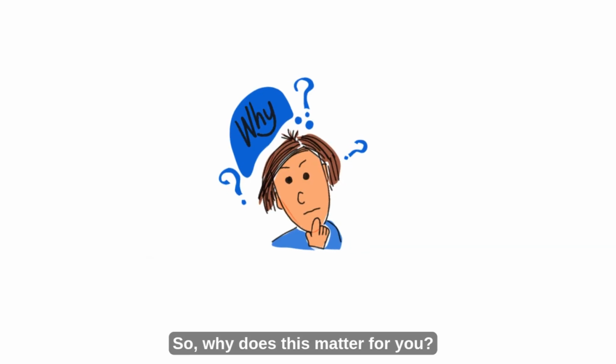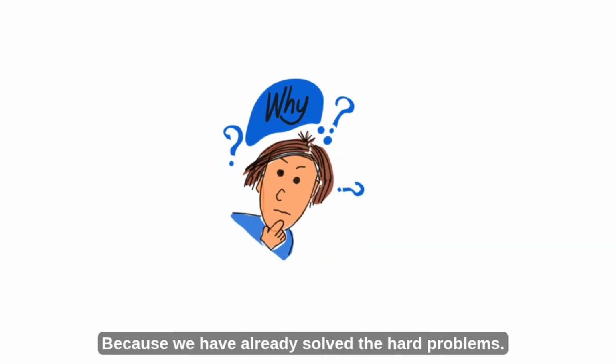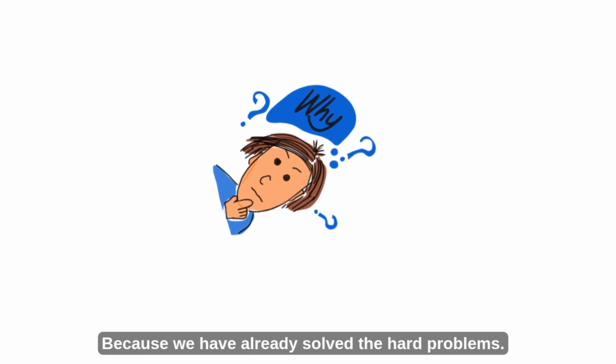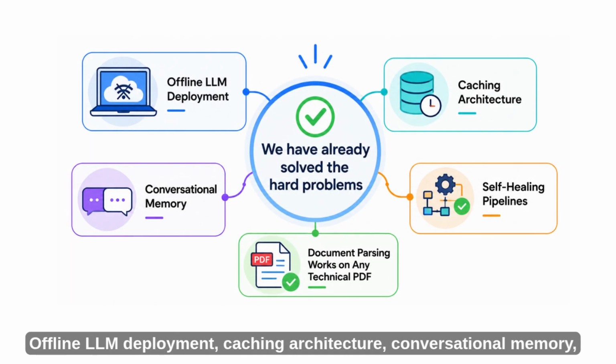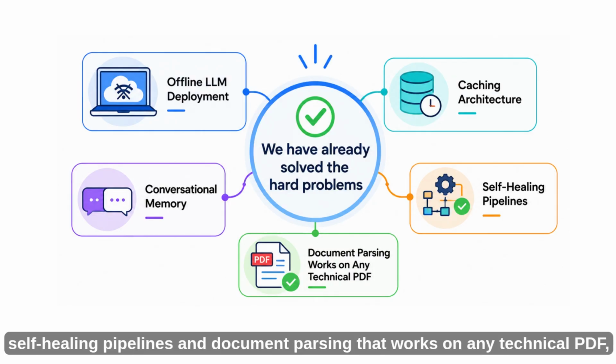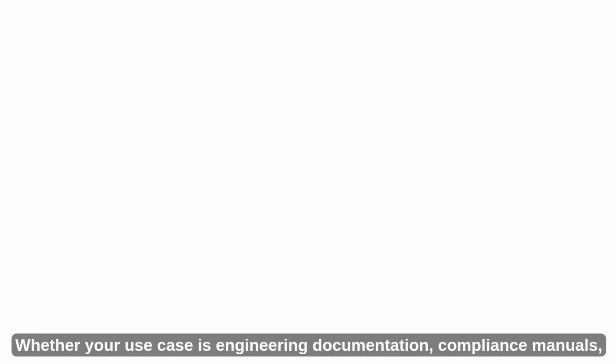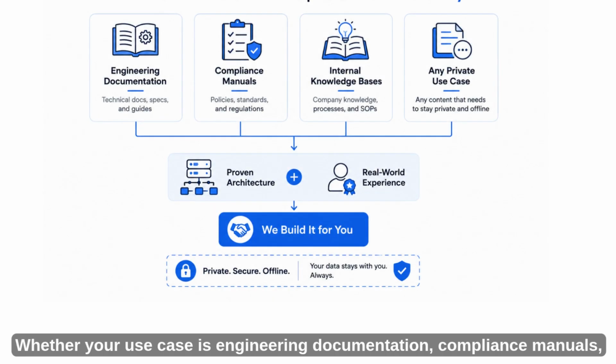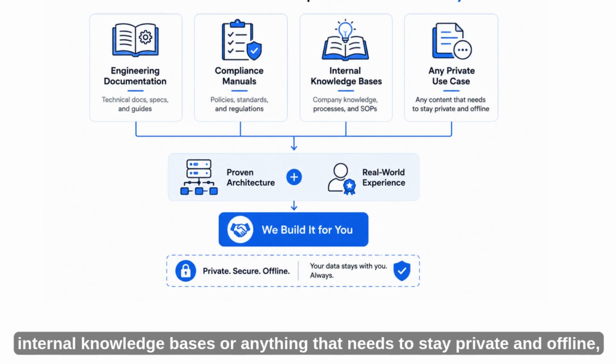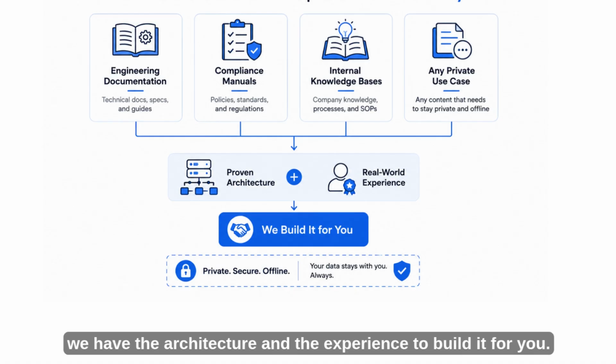So why does this matter for you? Because we have already solved the hard problems. Offline LLM deployment, caching architecture, conversational memory, self-healing pipelines, and document parsing that works on any technical PDF, not just one format. Whether your use case is engineering documentation, compliance manuals, internal knowledge bases, or anything that needs to stay private and offline, we have the architecture and the experience to build it for you.